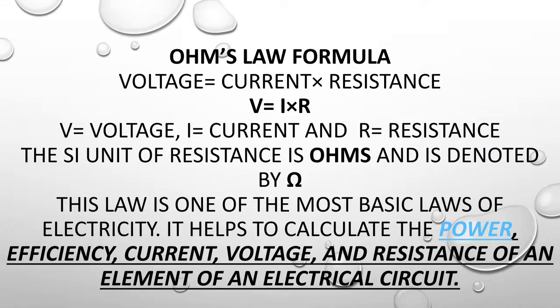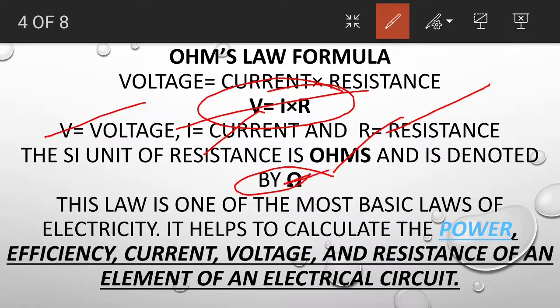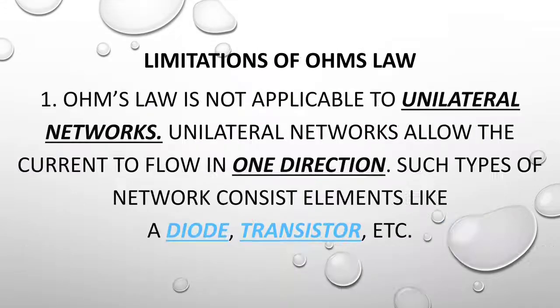Ohm's law formula. Ohm's law is one of the formulas: V = IR. The voltage is directly proportional to the multiplication of current and resistance, where V is voltage, I is current and R is resistance. The unit of resistance is ohm, and this is the symbol of resistance. Ohm's law is one of the most important basic laws of electricity, which helps us to calculate the power, efficiency, current, voltage, resistance, etc.